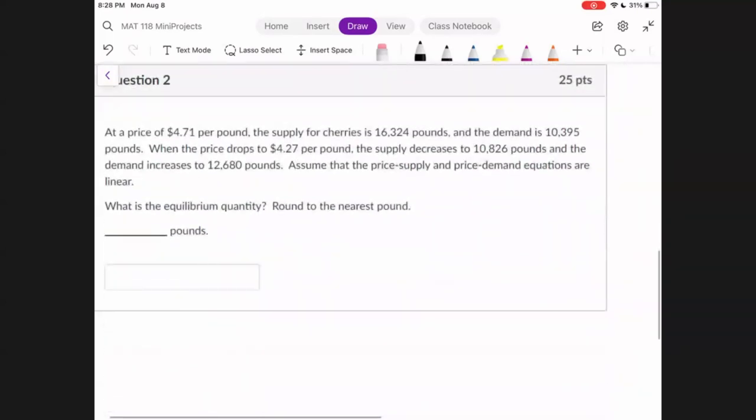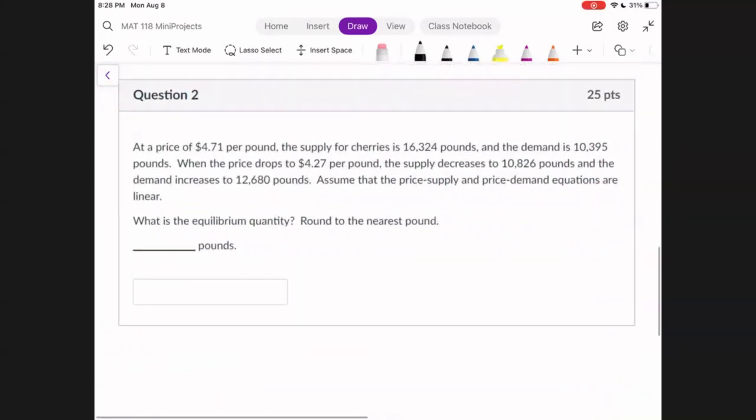So for the next question, it says, at a price of $4.71 per pound, the supply for cherries is 16,324 pounds, and the demand is 10,395 pounds. When the price drops to $4.27 per pound, the supply decreases to 10,826 pounds, and the demand increases to 12,680 pounds. Assuming the price supply and price demand equations are linear, what is the equilibrium quantity?